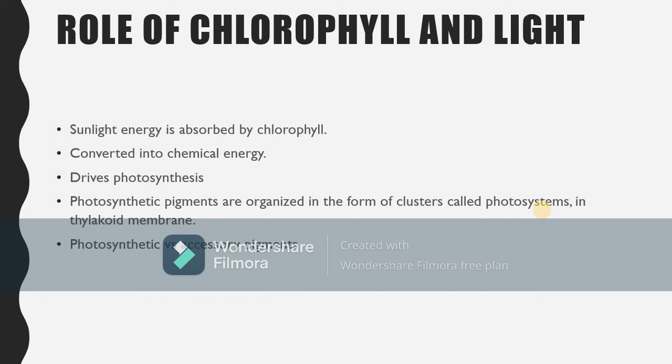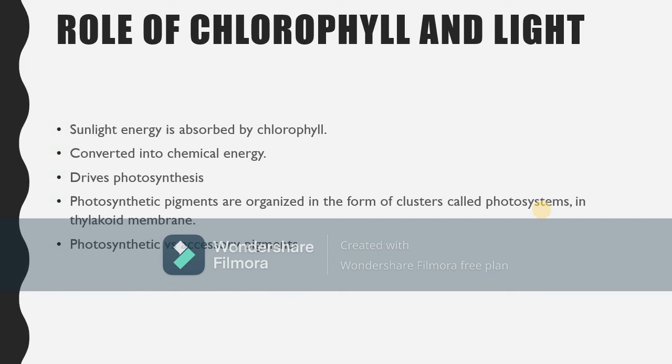The next thing is about the role of chlorophyll and light. The first thing is about the role of light: sunlight energy is absorbed by the chlorophyll. It is then converted into chemical energy, and this chemical energy plays a role in the photosynthetic processes. Then only about 1% of light falling on the leaf surface is actually absorbed, while the rest of the light is reflected and transmitted. The light being absorbed has different wavelengths, but these different wavelengths are not equally absorbed by the photosynthetic pigments, and they are effective in different ways.